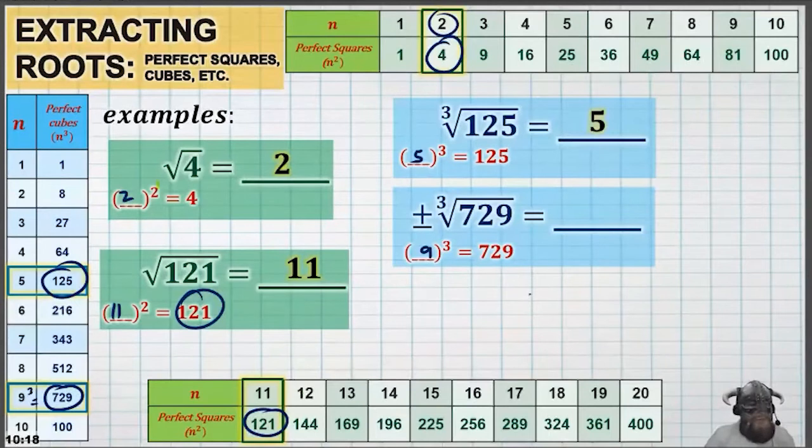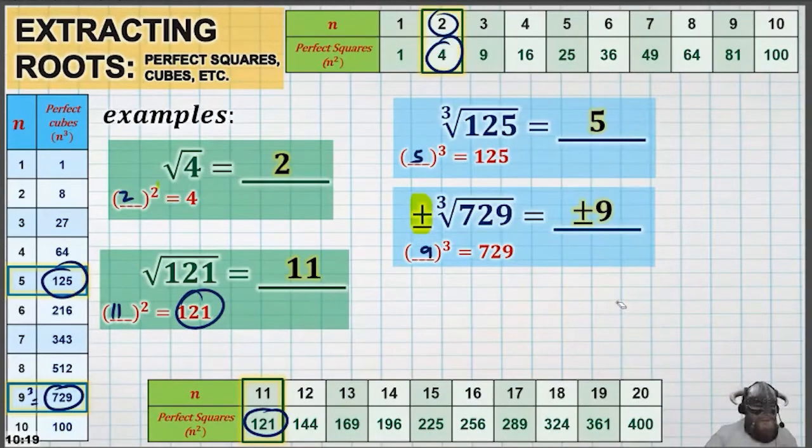Pero, baka naman hindi nyo nakita to, si plus minus. Diyan tayo nagkulang. So, tatandaan nyo kapag merong plus minus or positive negative sa unahan, ilalagay nyo lang siya dun sa sagot. So, tama yung sagot ninyo, dagdagan nyo lang ng plus minus sa unahan, if ever na meron siya sa question. Okay po.